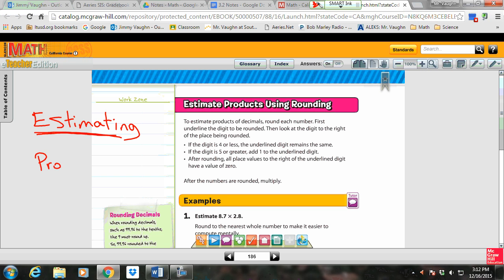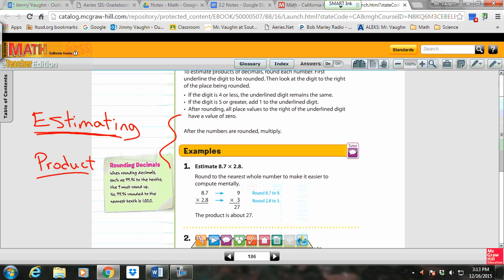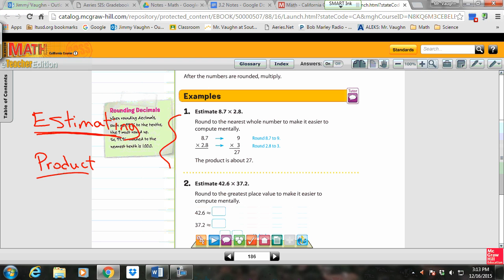Product is another word that you'll see a lot during this lesson. Product is the answer to a multiplication problem. This right here is a lot of reading. You can read that if you would like, or I can show you the short way right here. So example number 1, estimating 8.7 and 2.8.